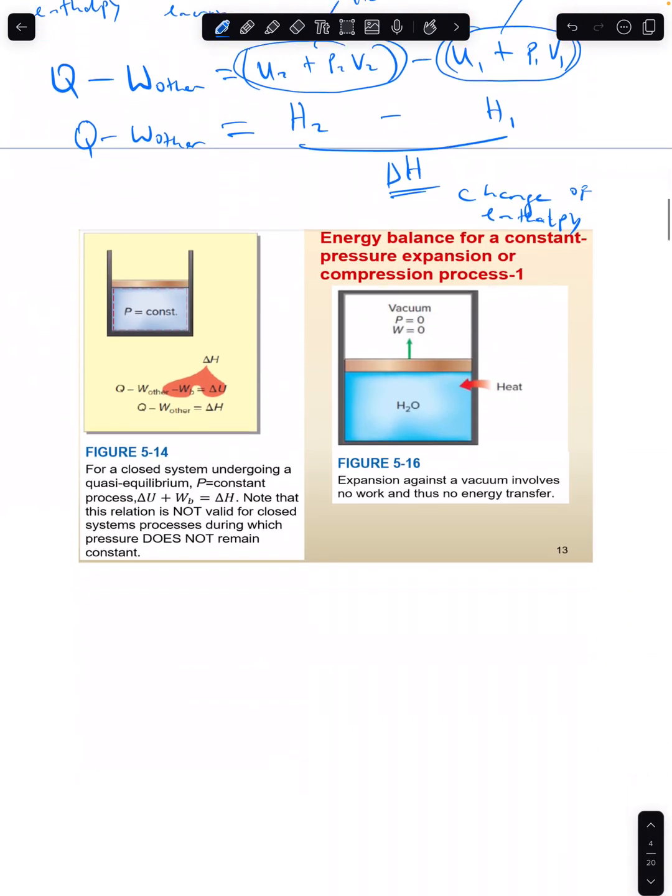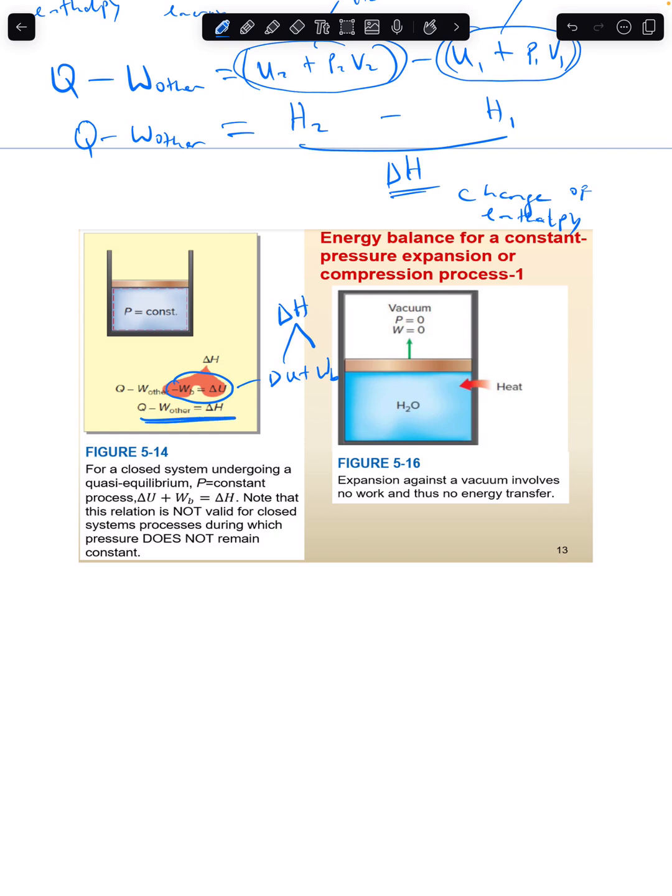And whenever you see enthalpy, it is a knowledge of what? Enthalpy is a knowledge of what? Change of internal energy plus boundary work. So this expression, change of energy, which is what? Change of energy plus boundary work is equal to what? Change of enthalpy. And that's what you see.